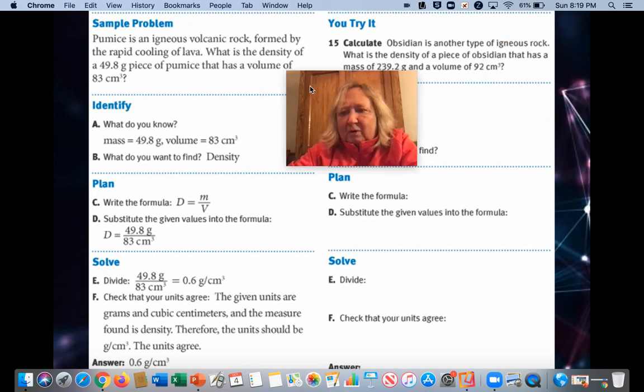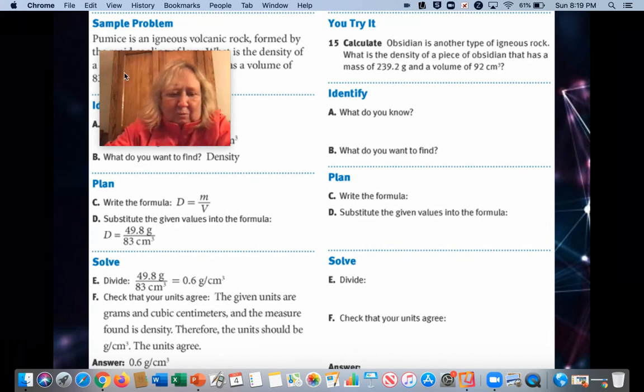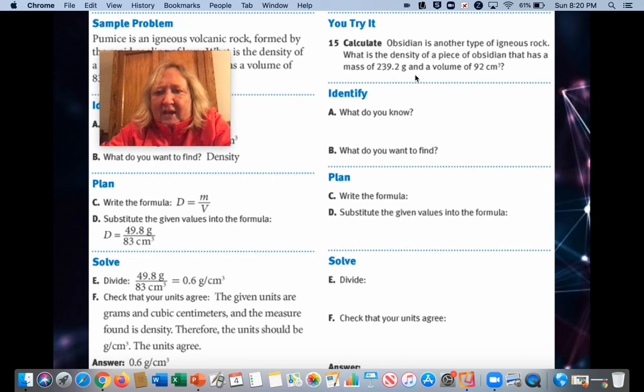All right, now let's try one on our own. Obsidian, which was in the previous picture, is another type of igneous rock. So let's do its problem. What do we know? Well, we know that we have the mass and we have the volume. So please, on your scrap paper, let's write that down. The mass is 239.2 grams and the volume is 92 centimeters cubed, or cubic centimeters, however you want to say it. We want to find the density. The question says, what is the density?